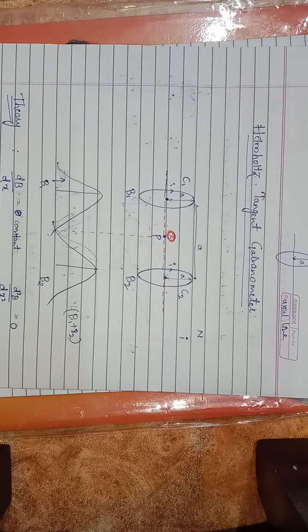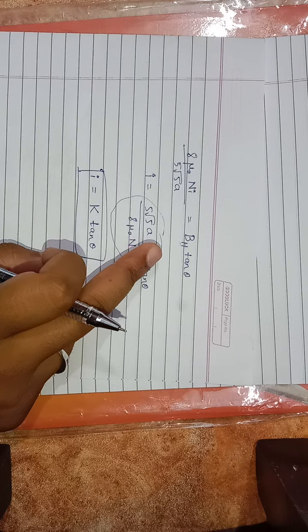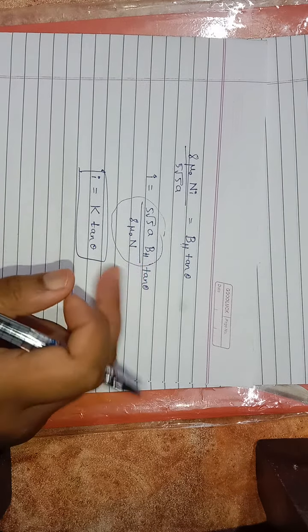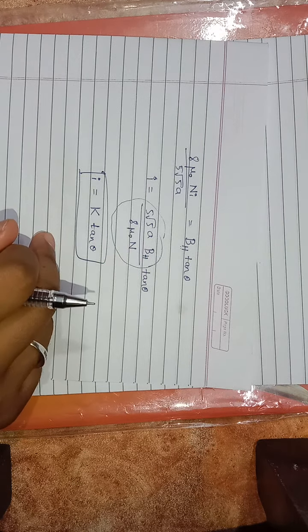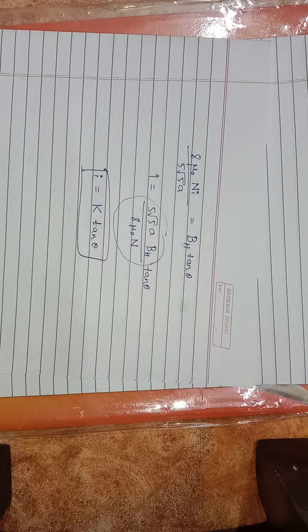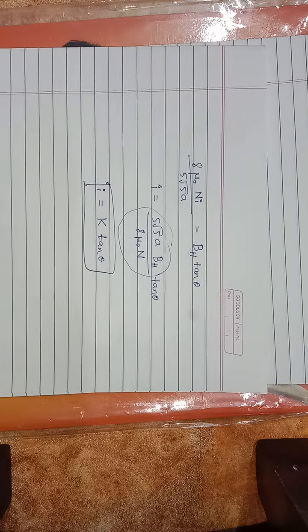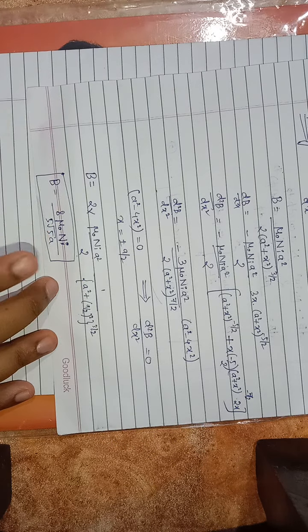So for that, what we did is we made the coils lie in the plane of the magnetic meridian. Hence we got here BH tan theta. Theta is the deflection of the magnetic needle, and BH is the horizontal component of the magnetic field due to Earth's magnetic field. So all these things come like this. So I is equal to K tan theta is the current flowing in the Helmholtz tangent galvanometer, and this B is the magnetic field at the middle point due to both the coils.